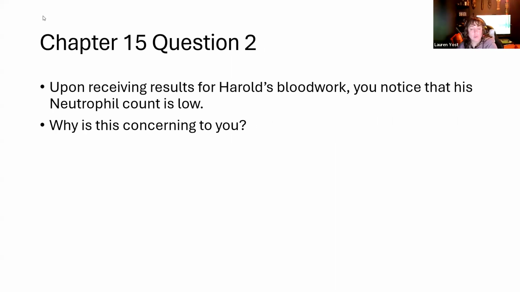So upon receiving results for Harold's blood work, you notice that his neutrophil count is low. So remember neutrophils. Why is this concerning? Remember that neutrophils are our granulocytes that should be the most common in the bloodstream. And if they are low, and we're observing that, it seems like he probably has an infection in this site.